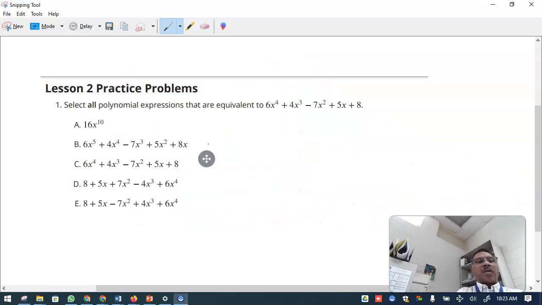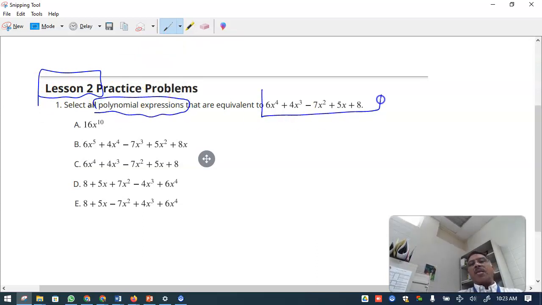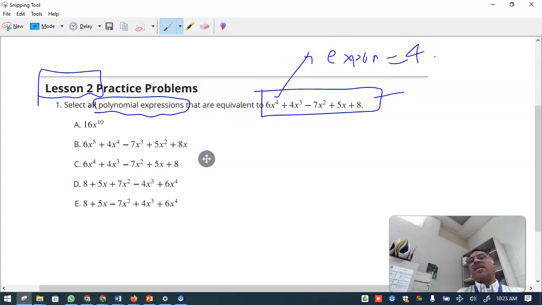Okay, this is lesson number 2, practice problem. The first question is about polynomial expressions that are equivalent. This is already given to us. You can see the degree here, the exponent here, is 4. What that means is the degree is 4. So this is also called the degree of the polynomial.